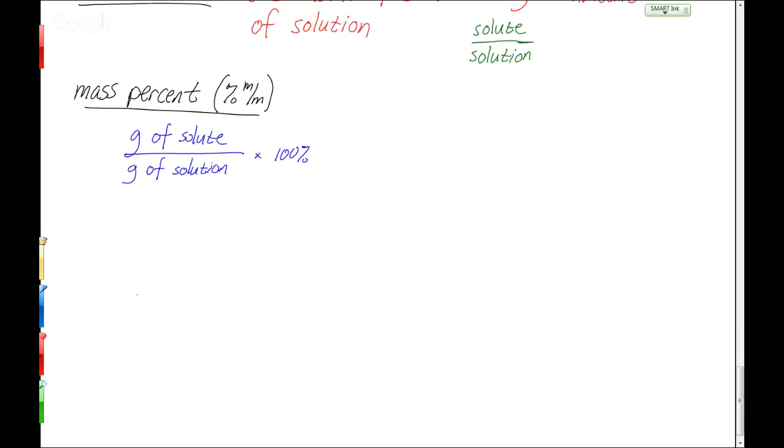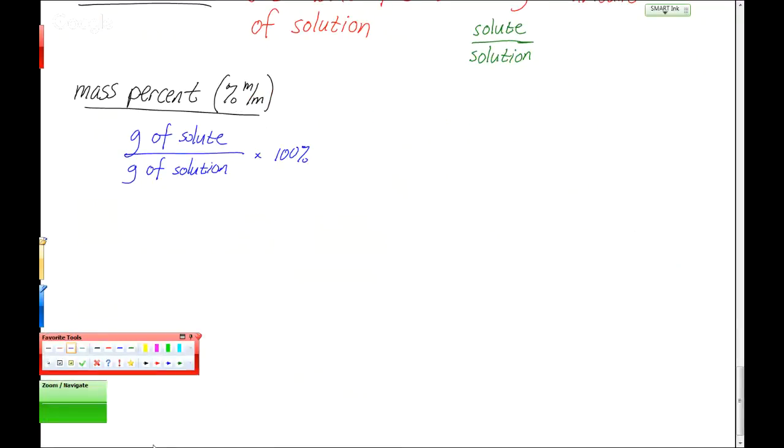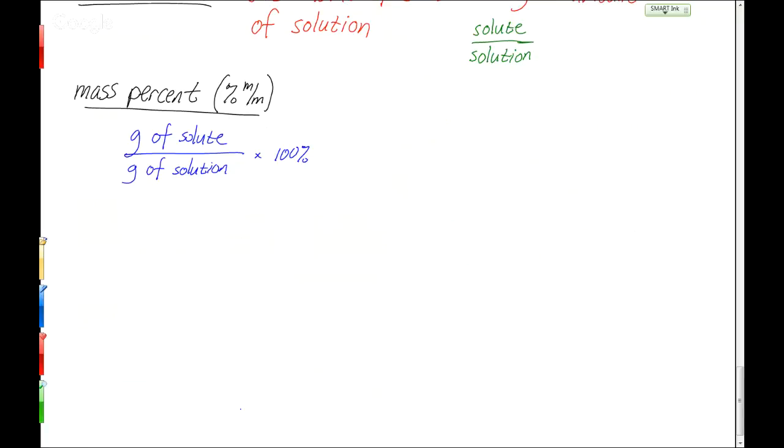The important thing to note here is that the denominator, the bottom part, is solution and not solvent. So if you take 10 grams of salt and 50 grams of water, you don't find the percent by dividing 10 by 50. You divide 10 by 60 because you've got to look at the whole mass of the solution. The nice thing about this type of concentration measurement is it's really easy to make a solution.